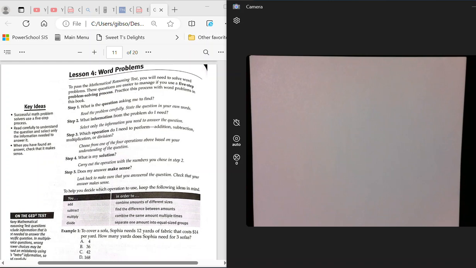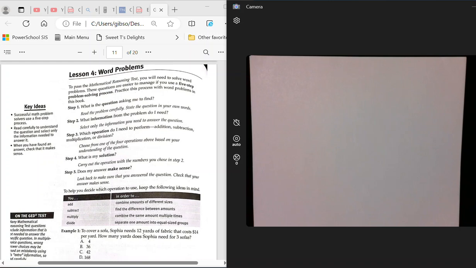Step 4, what is my solution? Carry out the operation with the numbers you chose in step 2. Step 5, does my answer make sense? Look back to make sure that you answered the question. Check that your answer makes sense.